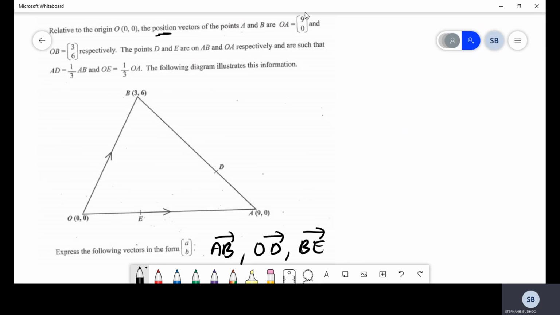Can we see that? Yes, we have that point D lying on AB such that AD has been given as a third along AB. And as well, we also have the point E. The point E belongs to the line OA such that it's a third of the way along OA.